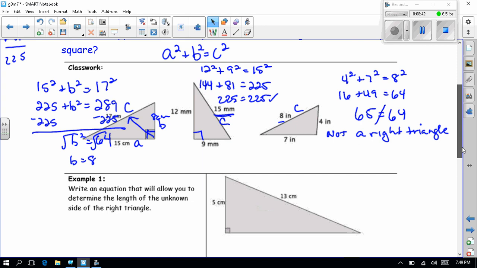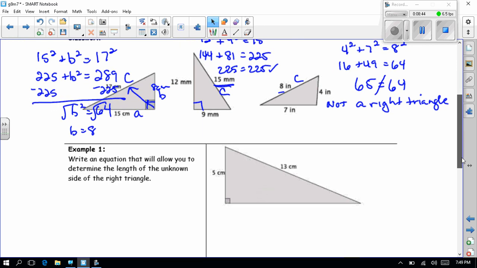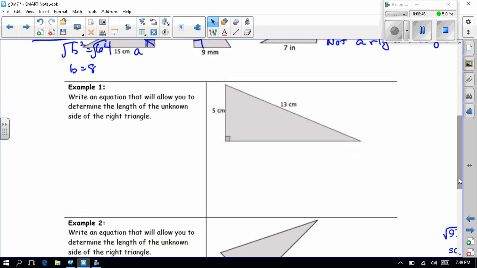Again, hopefully this is coming back to you and it's becoming more familiar. Example 1 is exactly like the first example that we did together. So what I would like you to do is go ahead and pause the video again, see if you can set this problem up and solve it correctly. I'm going to go ahead and do the same thing, and then you can check your work.